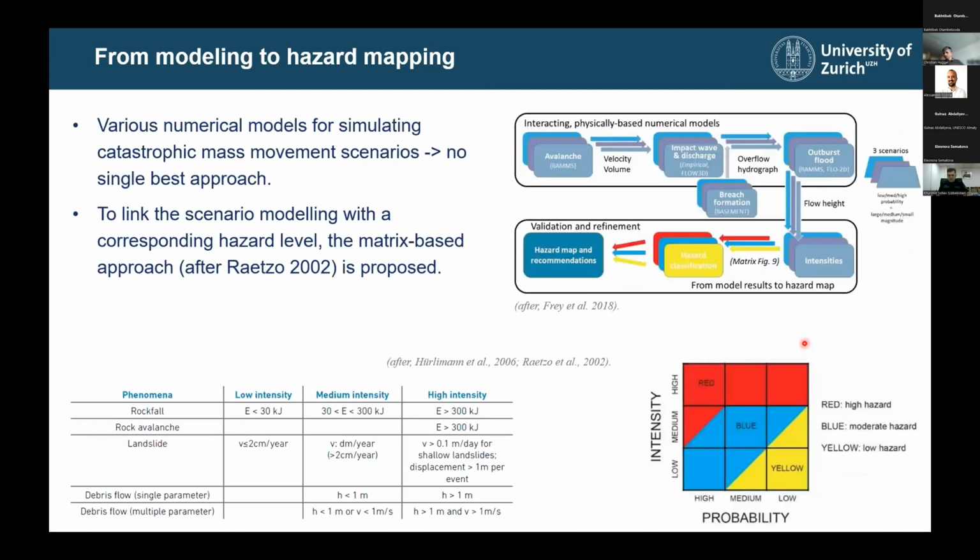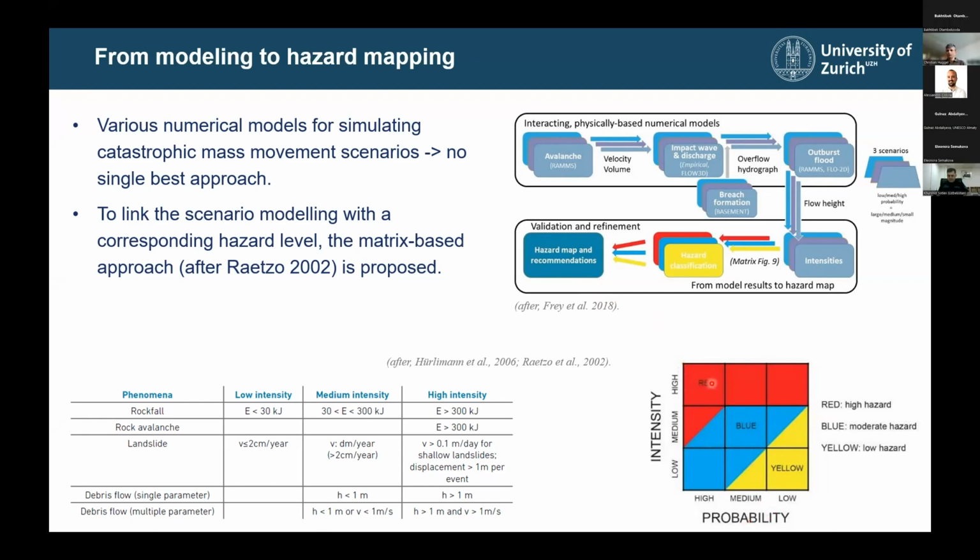And I show you this also here. This is maybe a bit more complicated, but just to show you. So we have the avalanche, then the impact wave, the outburst flow height. We calculate the intensities, total flow heights, and then we produce different hazard levels, which eventually go into a hazard map. This is like a flow chart and procedure that can be followed for producing hazard maps.